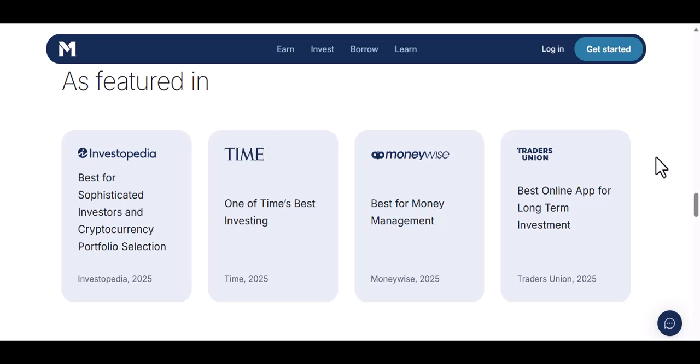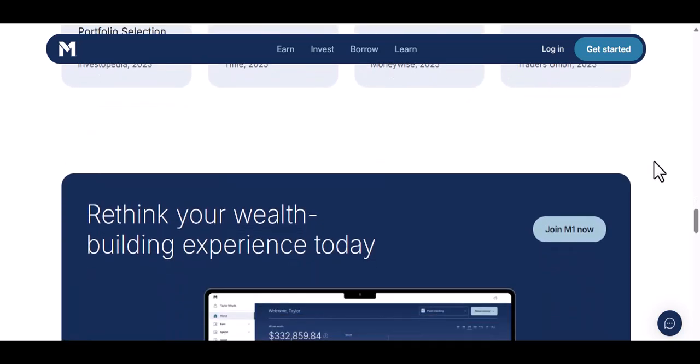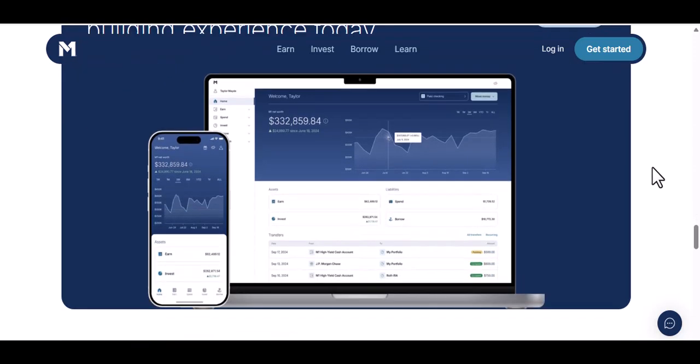3. Tactical selling. Sometimes you don't want to reset the whole pie. If one specific slice is out of control, you can go into that individual security and place a manual sell order. M1 will then take that cash and, provided you have auto invest turned on, it will automatically redistribute that liquidity into your most underweight slices during the next trade window.